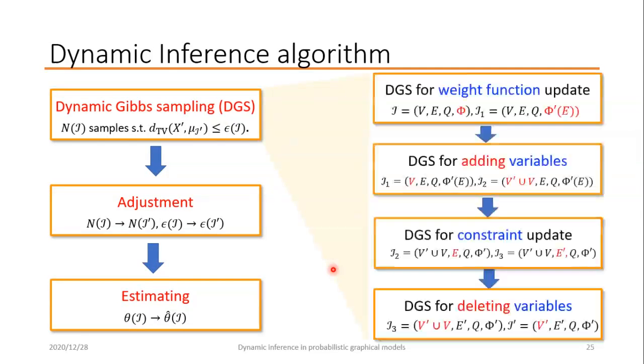The dynamic Gibbs sampling consists of four subroutines. The first one is the subroutine for weight function update. The second one is the subroutine for adding variables. The third one is the subroutine for constraint update, and the last one is the subroutine for deleting variables. The subroutines for weight function update and constraint update are the most technical. In the following, let's concentrate on the subroutine for constraint update.